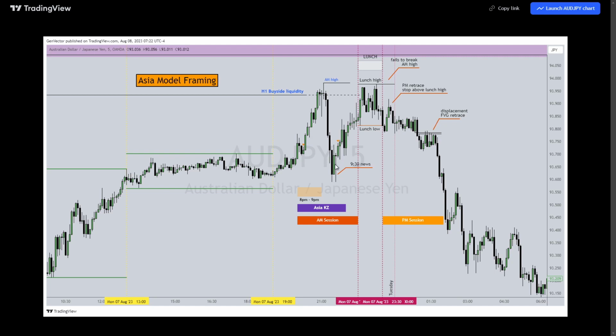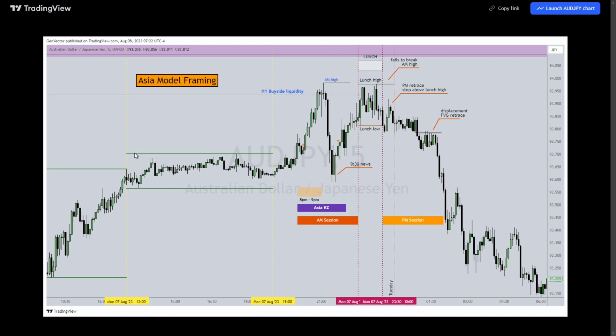So there was a 9:30 news event, and typically ICT will say, try not to trade the opening range, at least the first 30 minutes of it. So the first 30 minutes, 8 to 8:30, we're not touching it, we're seeing where the market wants to go. It gravitates up into an H1 buy side liquidity. It runs that, drops ahead of the news, creates these relative equal lows.